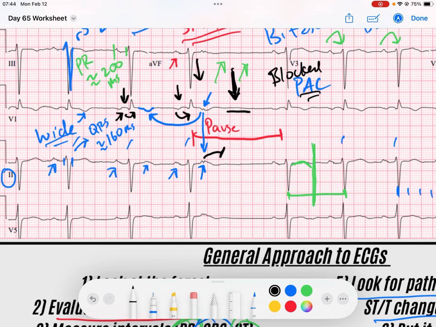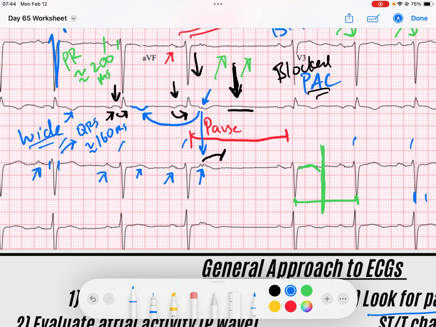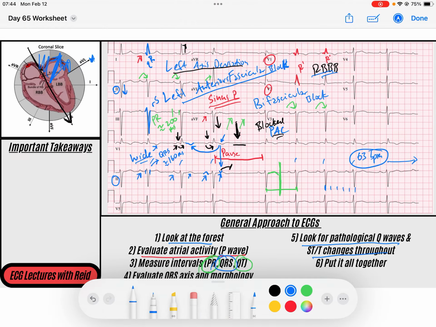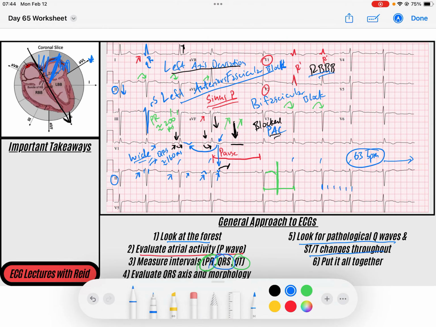How do I know it's ectopic? Well, it doesn't look like my normal P wave. My normal P waves here are upright. This one is like a little downward chunk, so it's coming from somewhere ectopic within the atria. So we've got a blocked PAC. Alrighty, so let's put this all together. We've got a sinus rhythm with a right bundle branch block and a left anterior fascicular block, and so we would call that a bifascicular block, and we have a single blocked PAC.